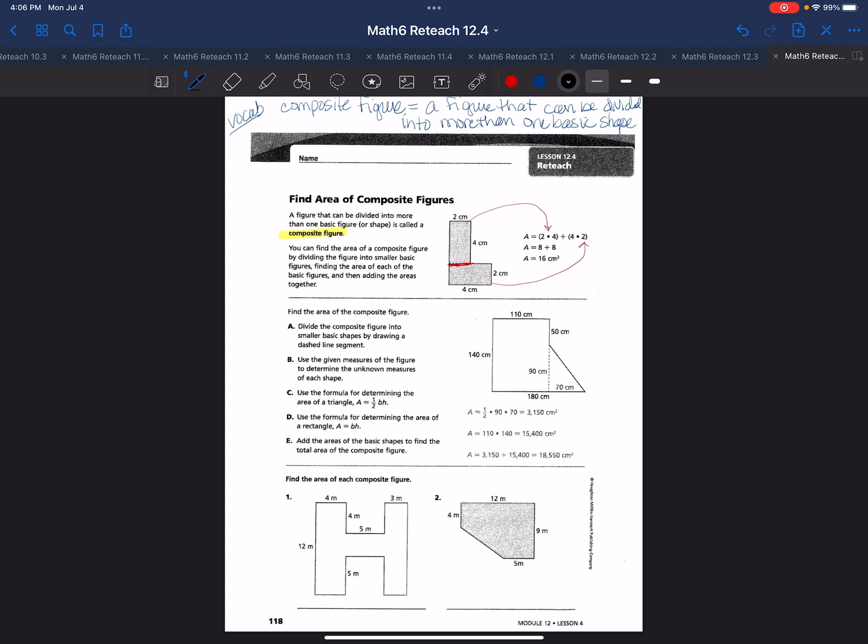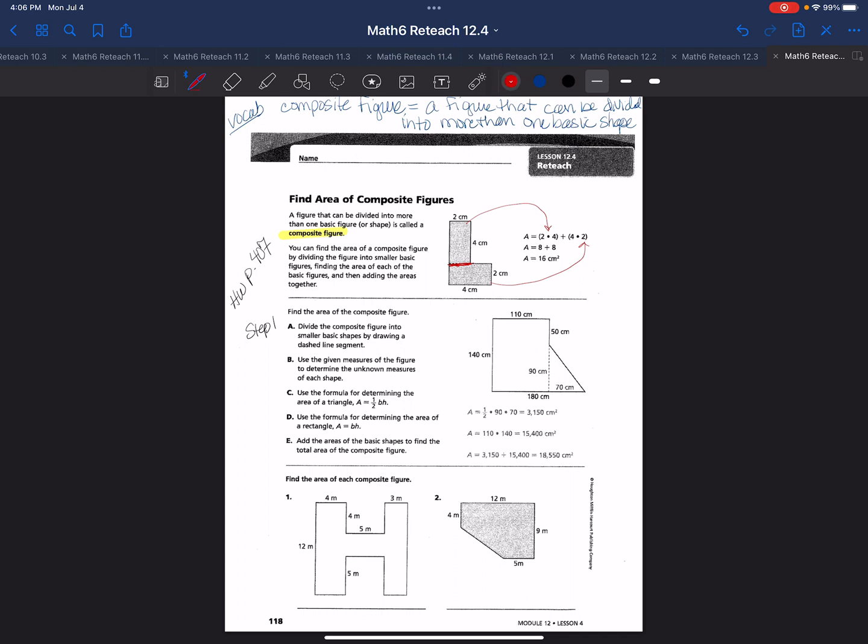I encourage you to pause this video at any time and complete these problems on your own first. If you'd like to review problems similar to this, please refer to homework problems on page 407 in your student workbook. Let's review the steps involved to finding the area of a composite figure. Let's find the area of a composite figure. Look at the shape to your right here. First thing we need to do is divide the composite figure into smaller basic shapes.